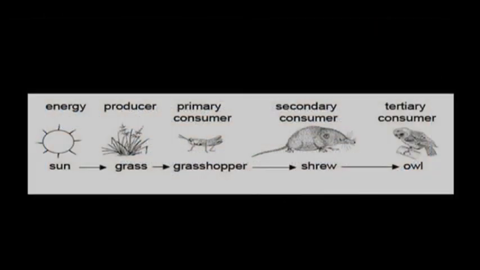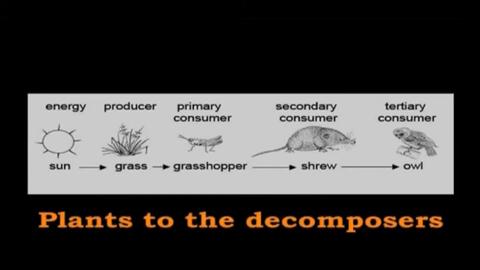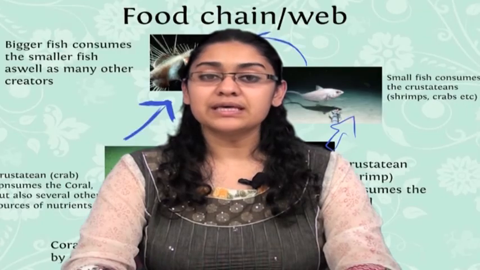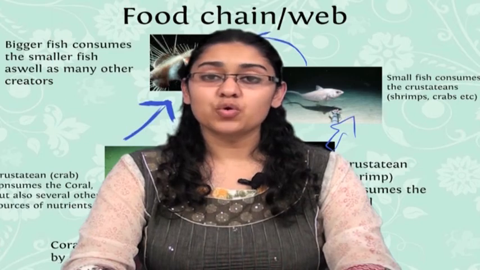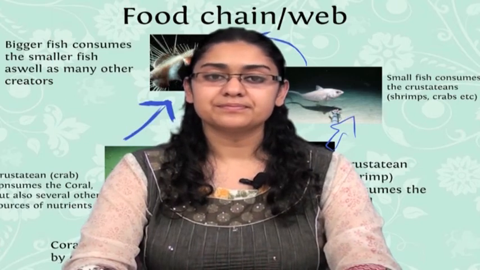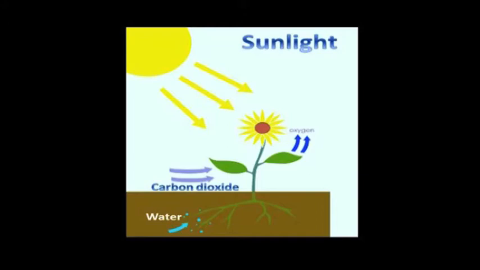A food chain is a simple representation of the linear links of the different biotic components, starting from the producers, that is, plants, to the decomposers. How a living being gets its food is shown in a food chain. Plants use energy from the sun for the process of photosynthesis, which is simply described as the process of food preparation in plants using water and carbon dioxide.